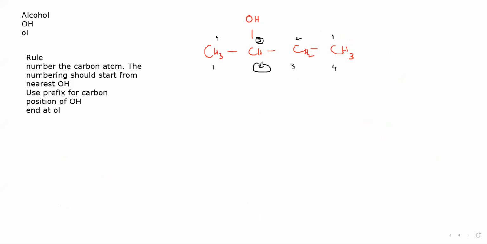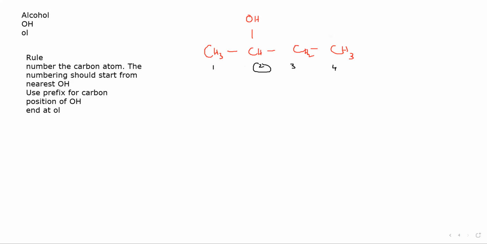Which numbering should I follow? Left to right or right to left? Which numbering should I follow here? So I should follow the numbering from left to right, because from left to right, the branch is coming at second position. So I will remove the other numbering.